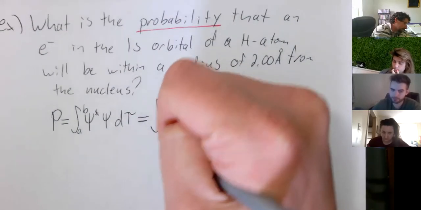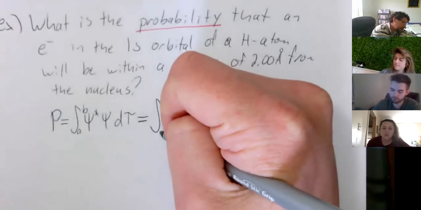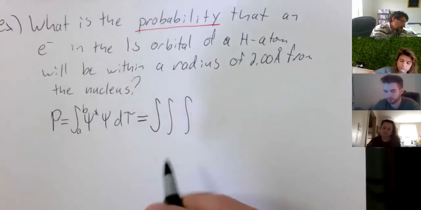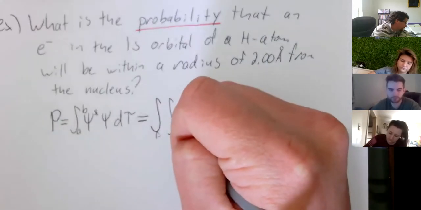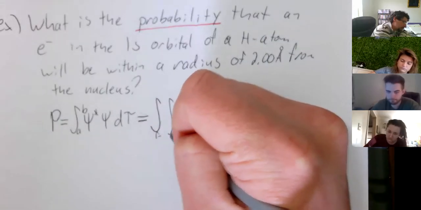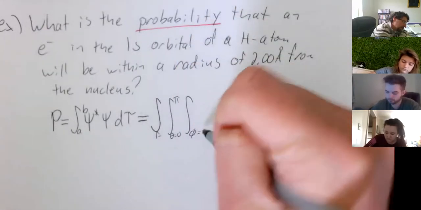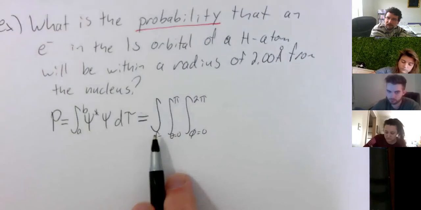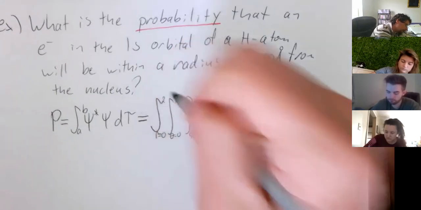Will this be a triple integral again? Yep. So we've got theta, which is 0 to pi. We've got phi, which is 0 to 2 pi. And what's our last variable? 0 to 2, because it says it's a radius of 2.